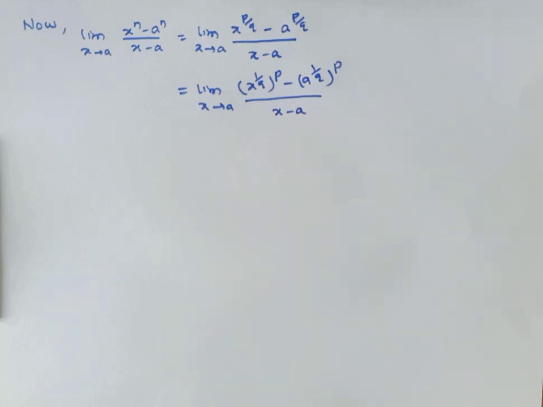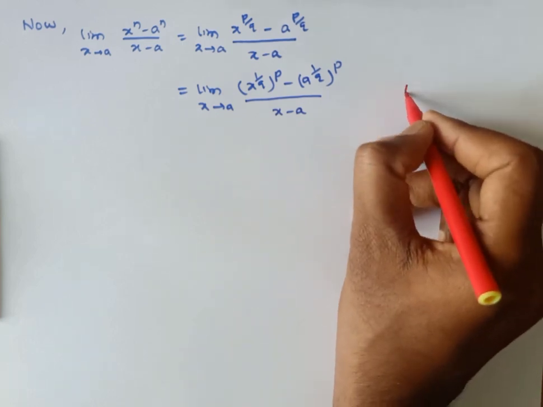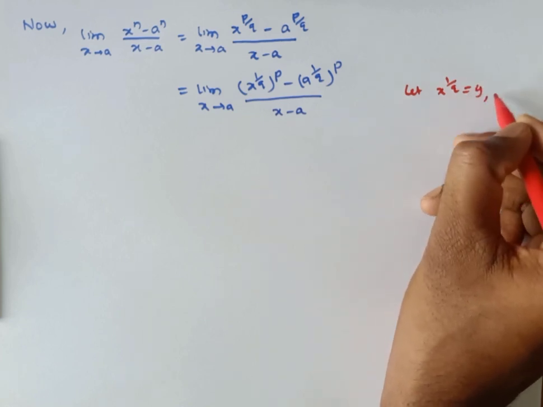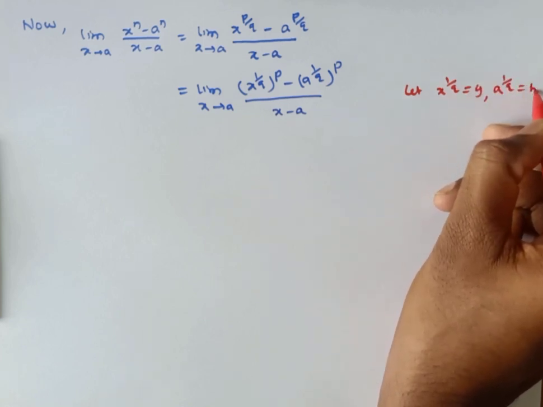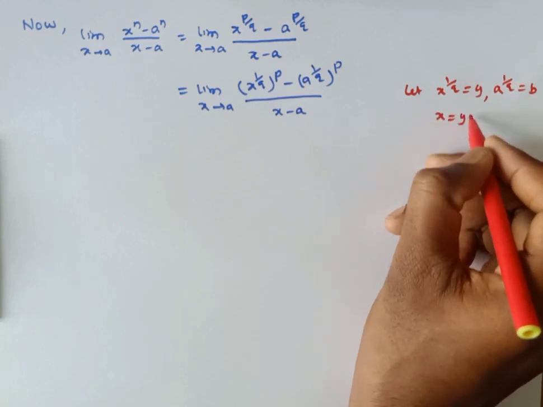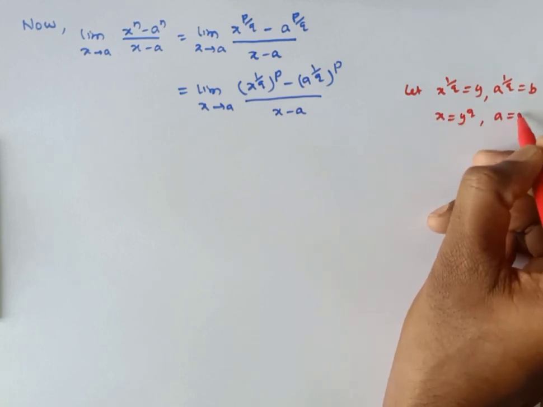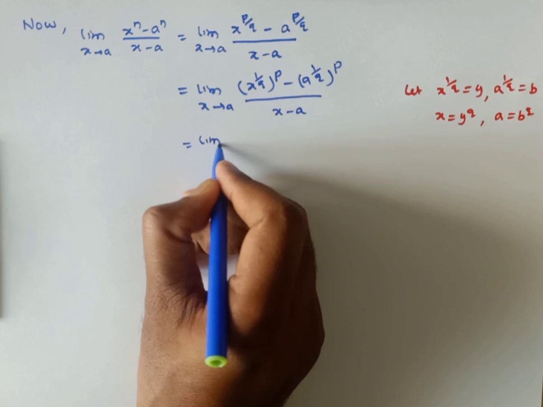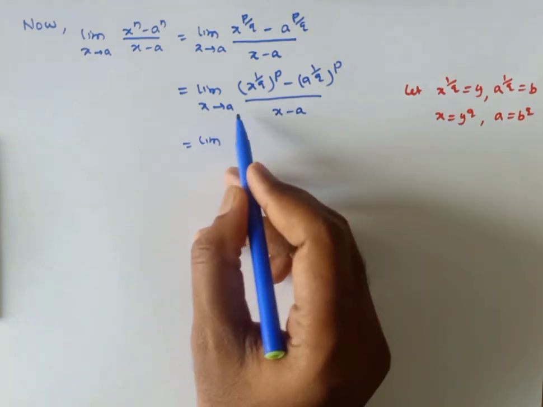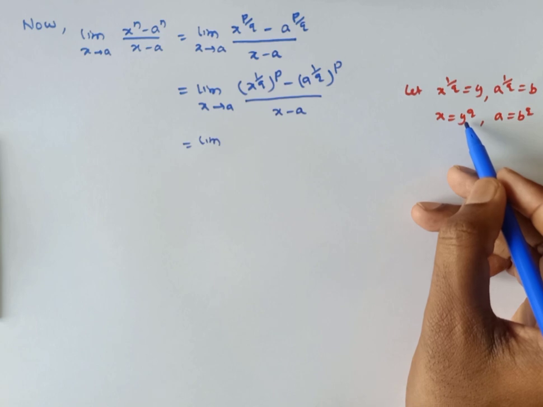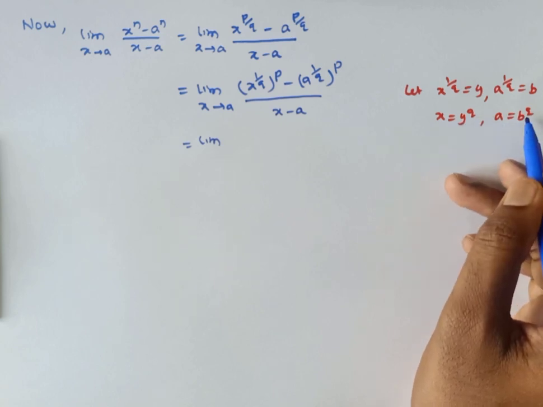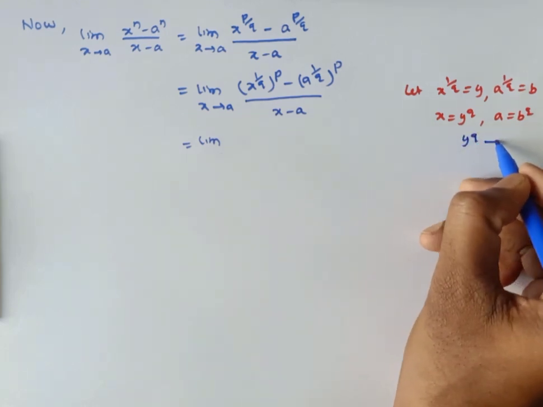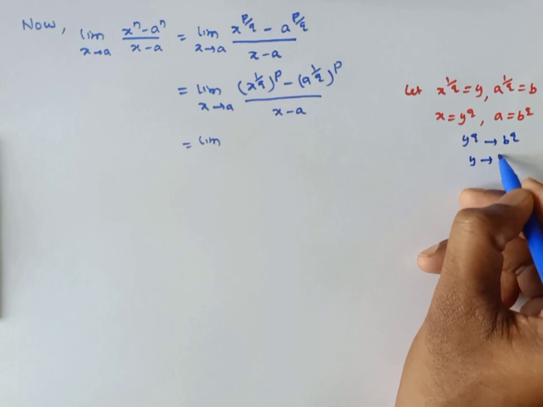Let x to the power of 1 by q be y, and a to the power of 1 by q be b. Then x equals y to the power of q, a equals b to the power of q. Now you can replace all these values here. As x tends to a, y power q tends to b power q, which means simply y tends to b.